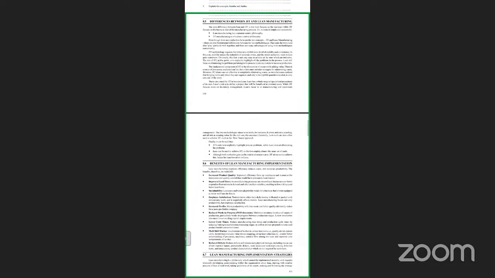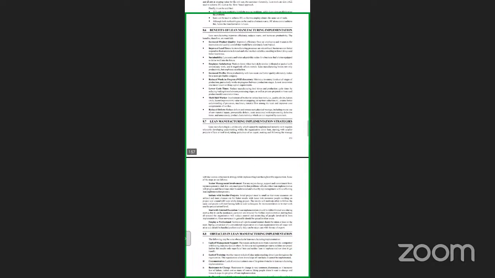Differences between JIT and lean manufacturing. Actually, lean manufacturing is a customer-centric philosophy and JIT manufacturing is a business-centric philosophy. In lean manufacturing, it is mostly concerned with customer requirements and customer demands. And JIT is concerned only with business profits and how problems can be overcome. That is all discussed from the business perspective.